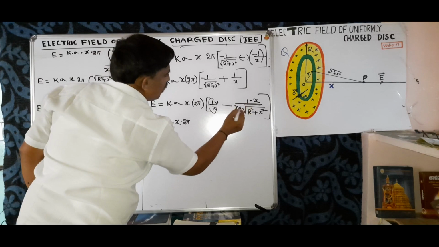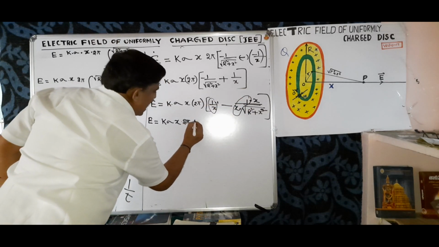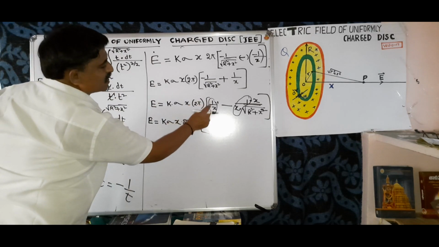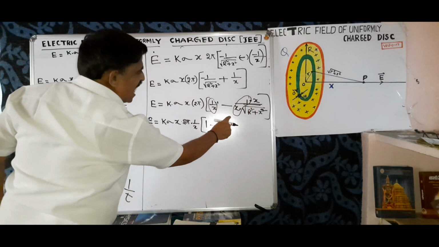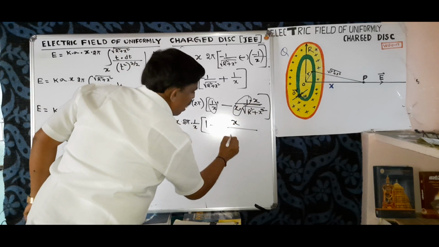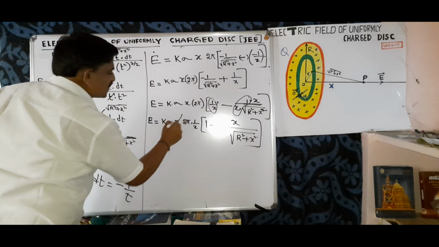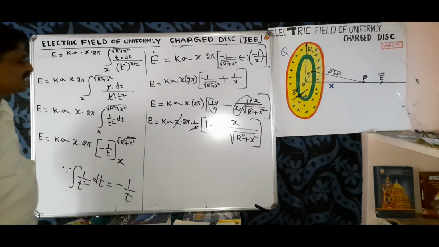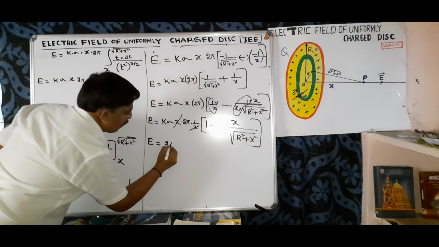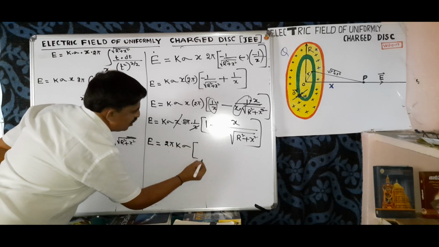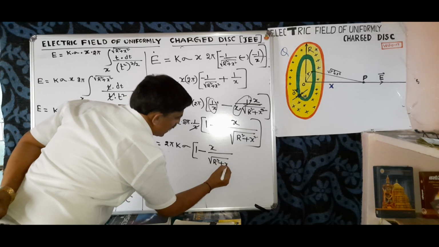I am taking 1 by x common. 1 by x is taken outside. The remaining is 1 minus x by under root of r square plus x square. X cancelled. X cancelled. E is equal to 2 pi k sigma into 1 minus x by under root of r square plus x square.